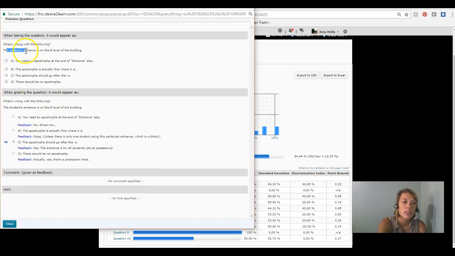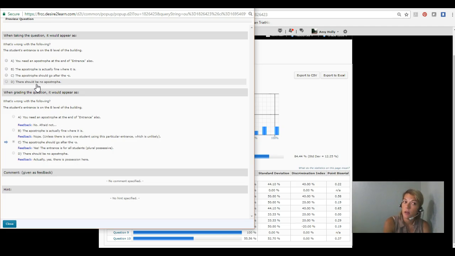So it says, the student's entrance is on the B level of the building. So it's implying that something is wrong with it. So you know it's not correct. So you need to figure out, do I need an apostrophe at the end of entrance? Is it fine? Should it go after the S, or should there be no apostrophe whatsoever? In this case, you can make a reasonable assumption based on the way the sentence is structured that it is an entrance for multiple students, because I don't know where you went to high school, but most schools don't have a separate entrance for each individual student. So I'm going to go ahead and assume that students is plural here.